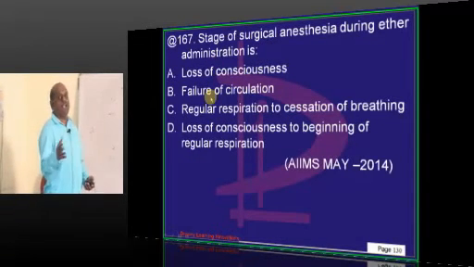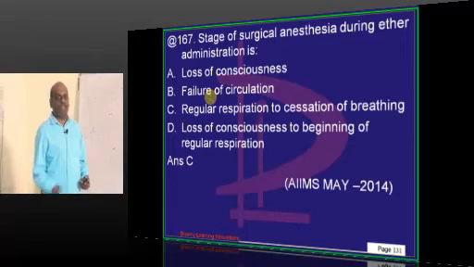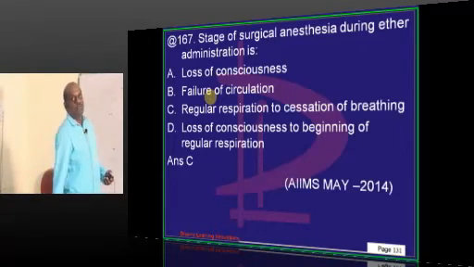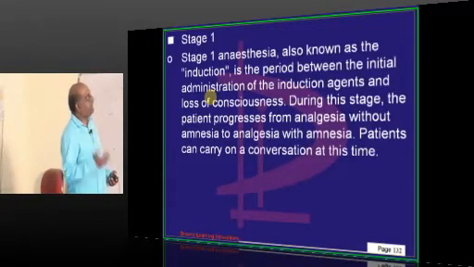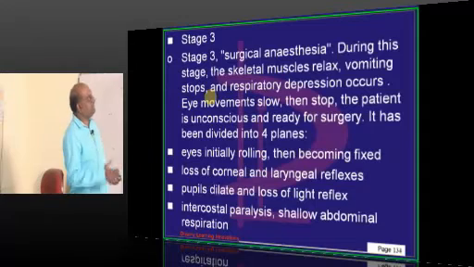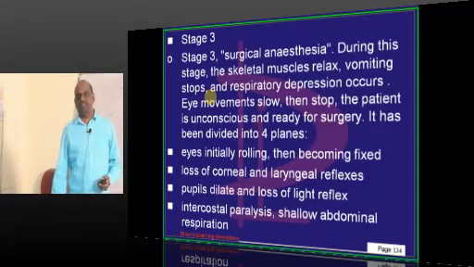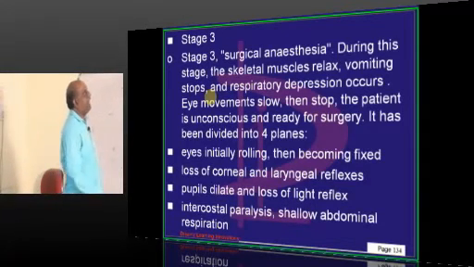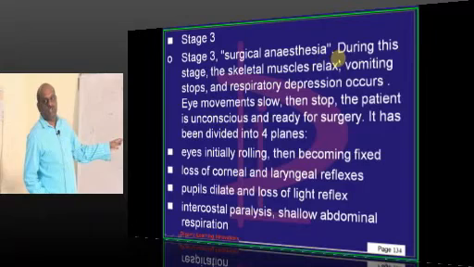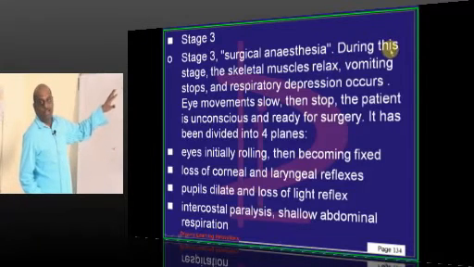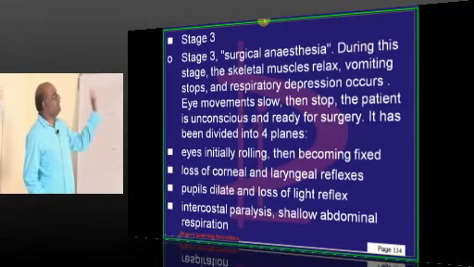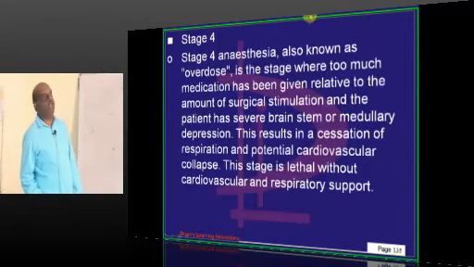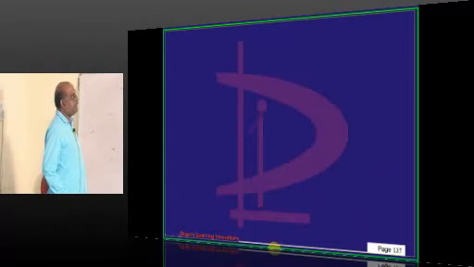What is stage of surgical anesthesia? Goodell staging. Basically story थोड़ा लंबा है, stage 1, stage 2, stage 3. Stage 3 is called surgical anesthesia. So during this what will happen? Skeletal muscles relax, vomiting stops, respiratory depression occurs, eye movements will slow. This is basically called stage 3, is what you need to remember.